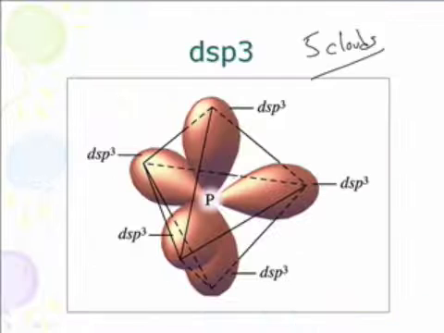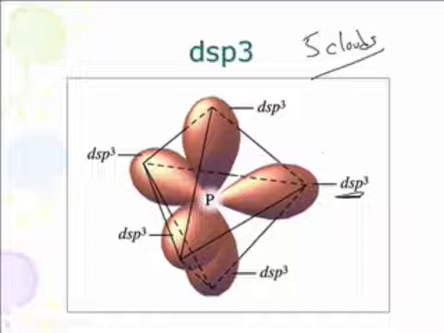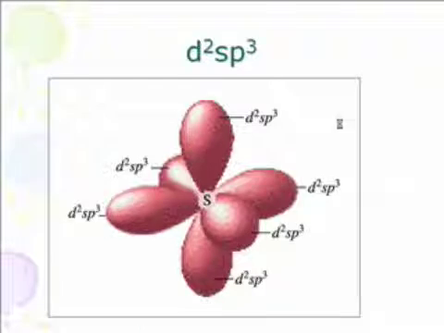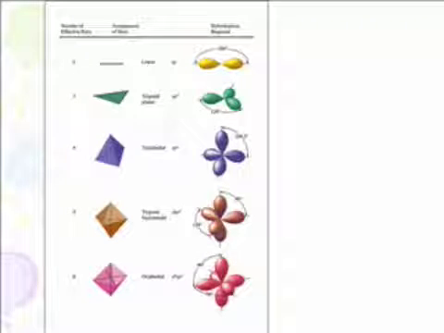That's correct. So if you've got 5 clouds, it is called dsp3, and in the dsp3 you take the sides of a trigonal bipyramidal shape. We've learned about this in the shapes section. And if you get d2sp3, this is that octahedral shape, and that's how that works. Okay? And this picture kind of illustrates the rest of it.